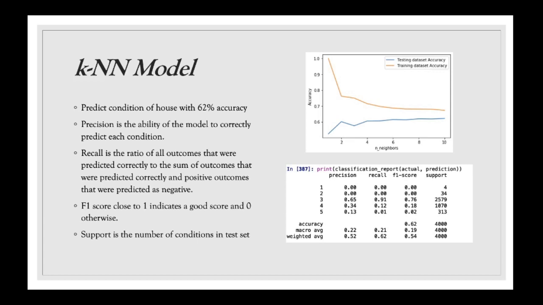Now running through all the columns in our classification report, precision is the precision with which our model can correctly predict the condition of the house, 1 to 5. Recall is the ratio of all outcomes that were predicted correctly to the sum of outcomes that were predicted correctly, and the sum of correct outcomes that were not predicted correctly. And F1 score lies between 1 to 0, 1 being a very good score and 0 being otherwise.